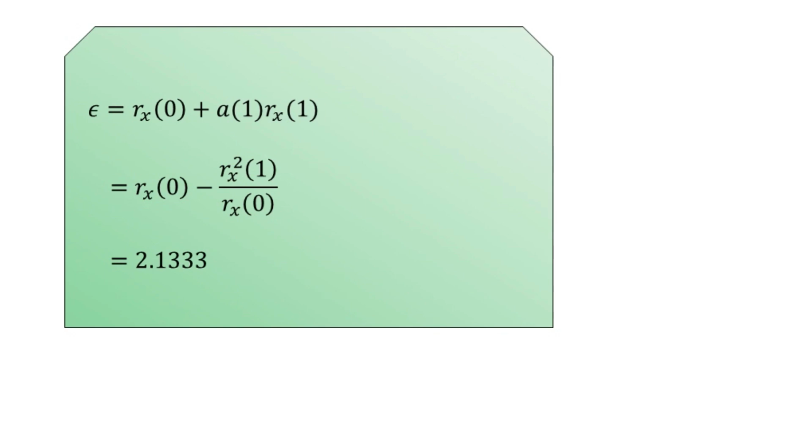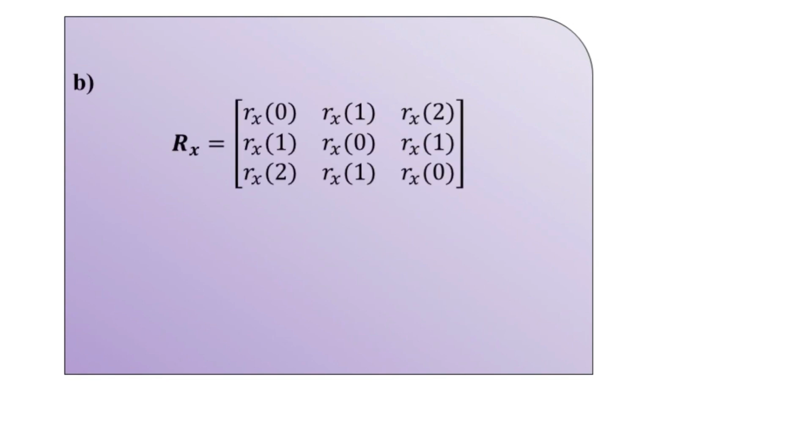Thereupon we need the autocorrelation sequence matrix. With the help of these coefficients, we can denote the autocorrelation matrix, denoted by capital R suffix x, in the matrix form. It will be of the order 3 by 3, 3 rows and 3 columns. The first row elements will be Rx of 0, Rx of 1, Rx of 2. The second row elements will be Rx of 1, Rx of 0, Rx of 1. The third row, Rx of 2, Rx of 1, Rx of 0.